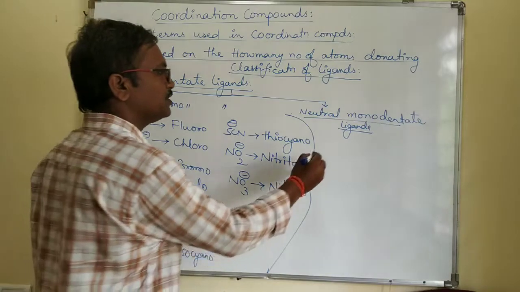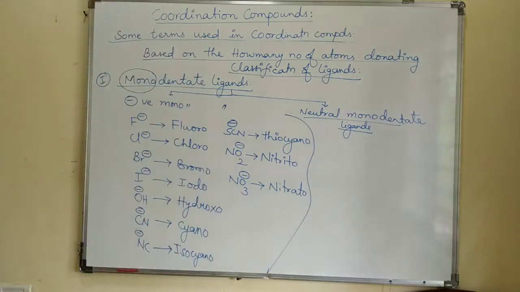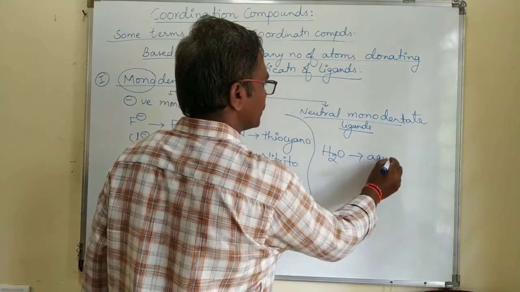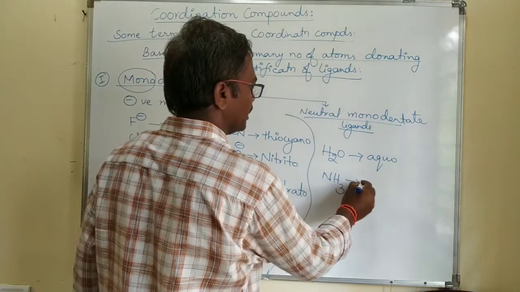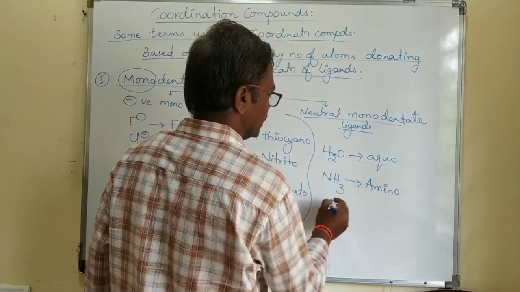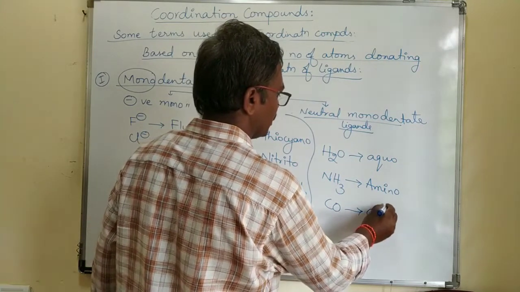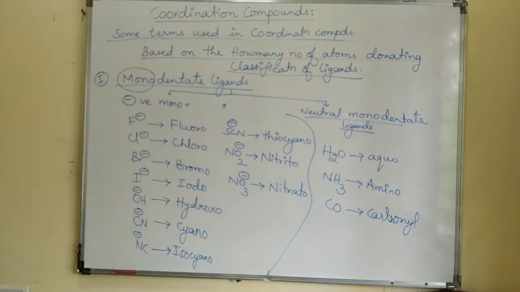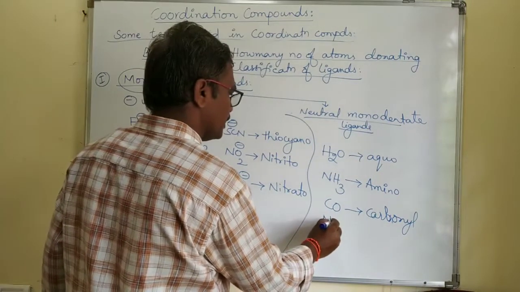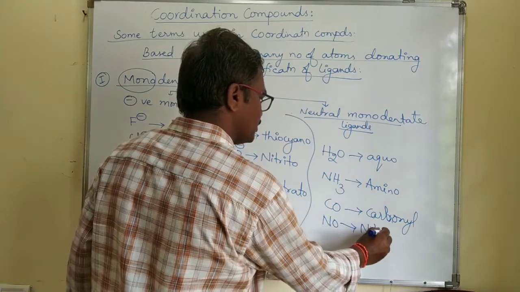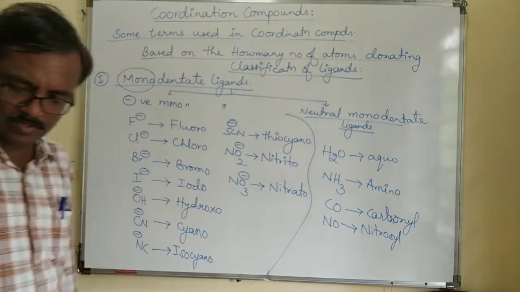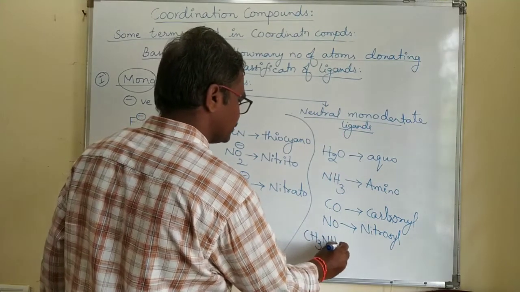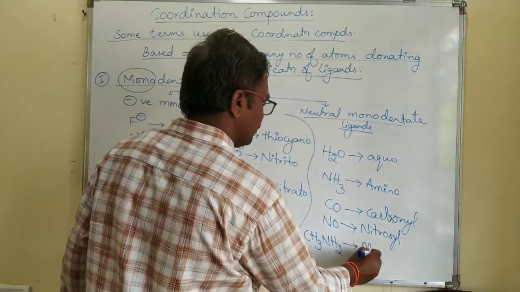monodentate ligands. What are the neutral monodentate ligands? H2O, aquo; NH3, amino; CO, carbonyl; NO, nitrosyl; CH3NH2, methylamine.